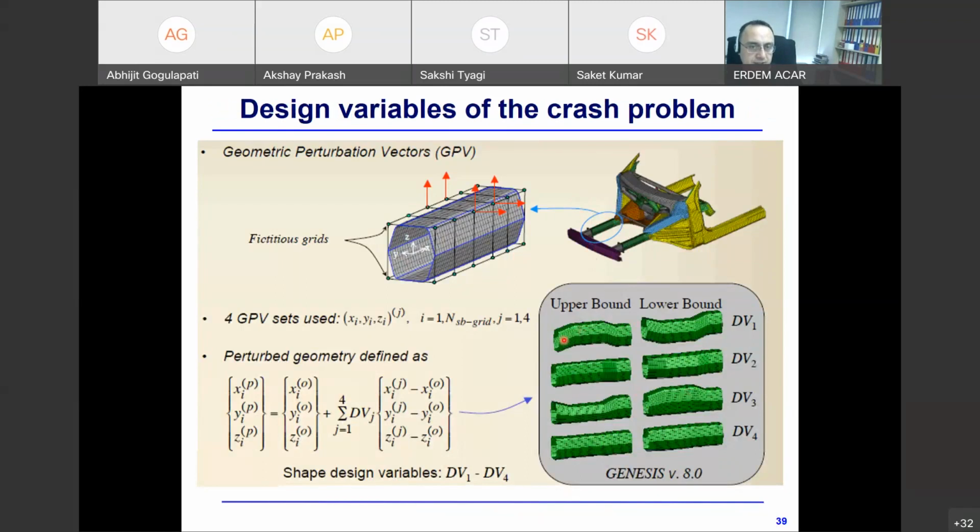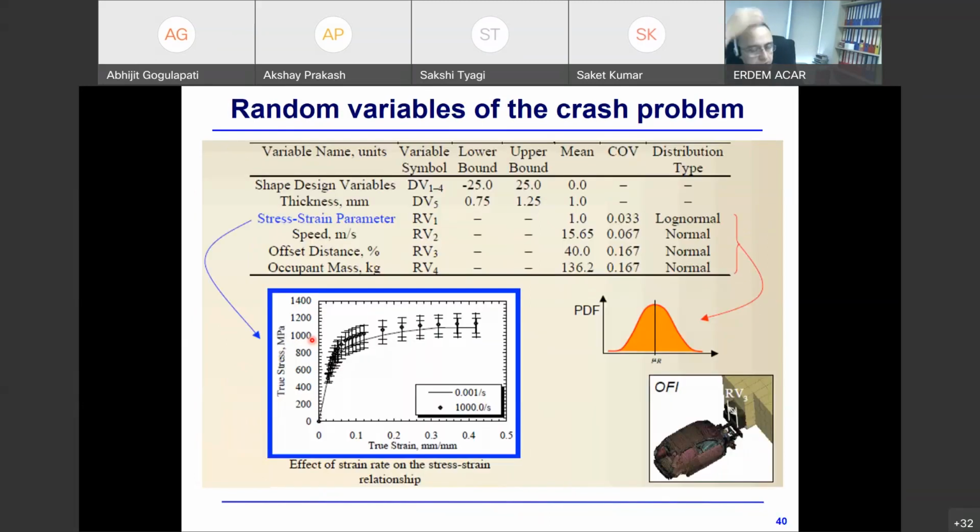In order to reflect different design options, we used 4 design variables here. And in this problem, we also had some uncertain parameters like stress strain parameter, speed, offset distance, and occupant mass. Overall, we had 5 design variables and 4 random variables. That is, overall we had 9 variables to relate to the desired response.